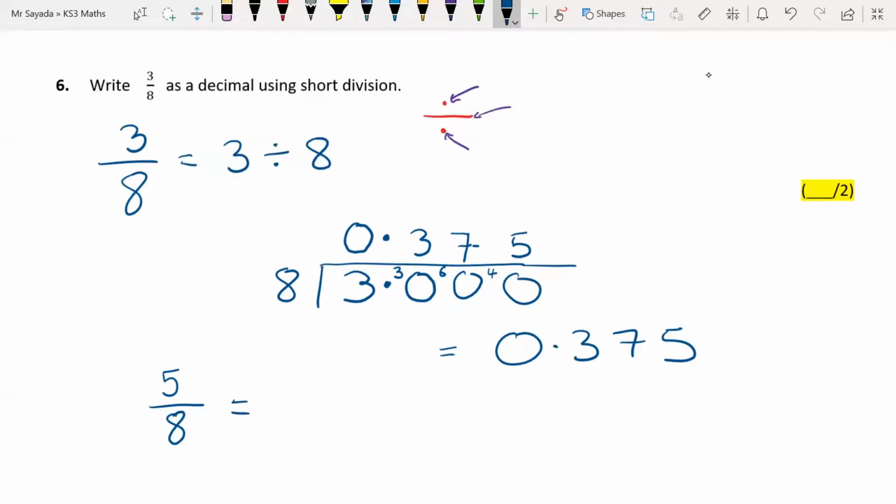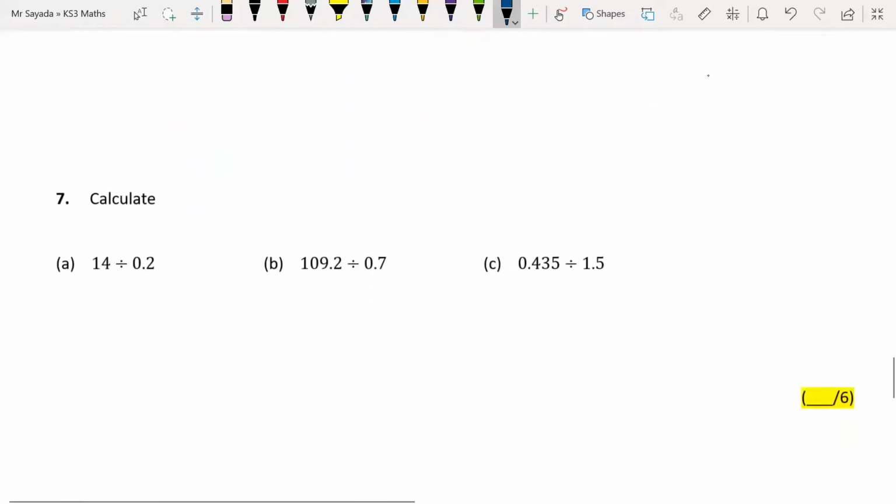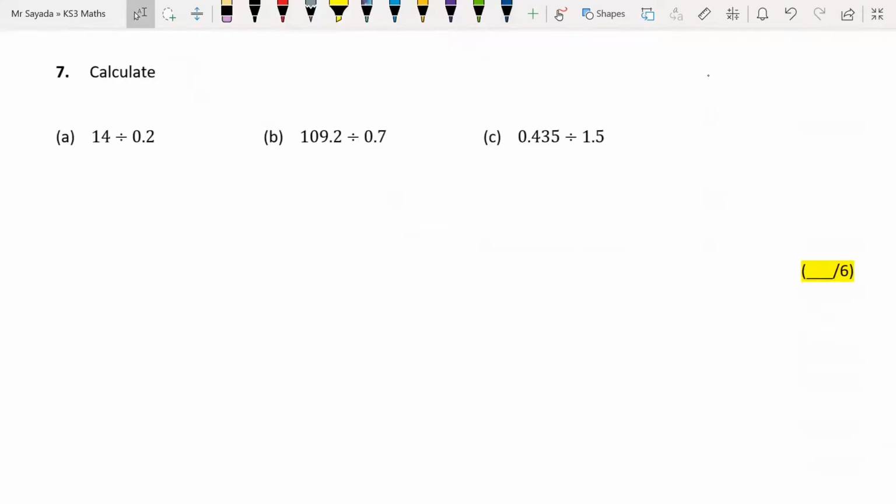If you've done it correctly, you should have got the answer 0.625. Have a go at these questions, pause the video while you do it, and press play once you're ready.